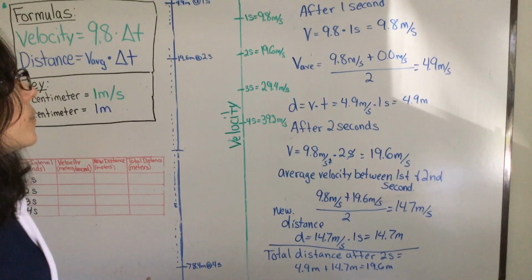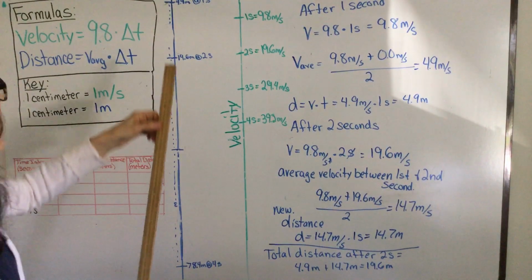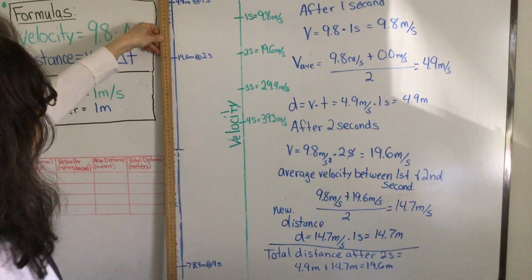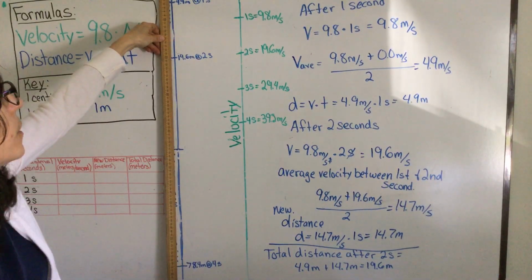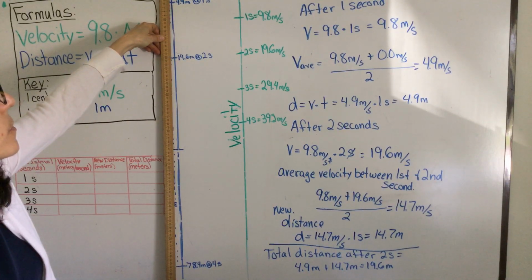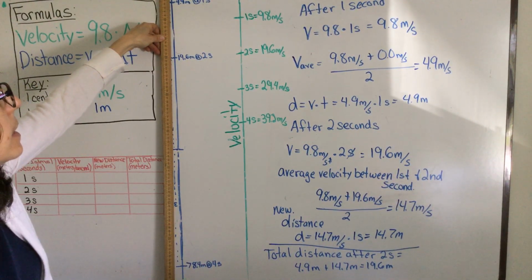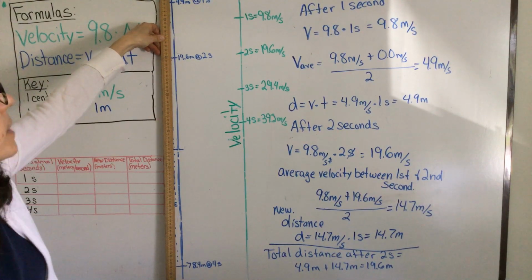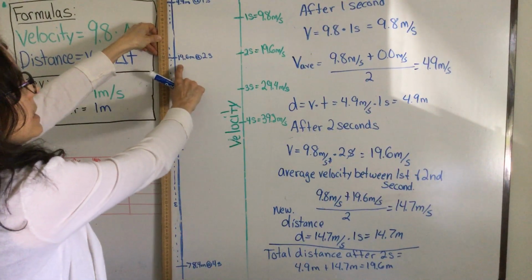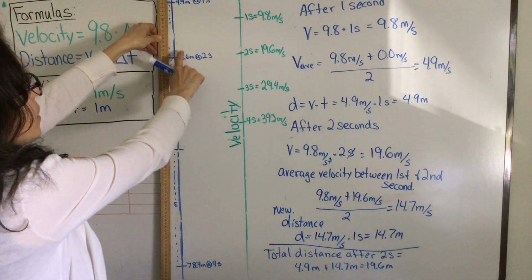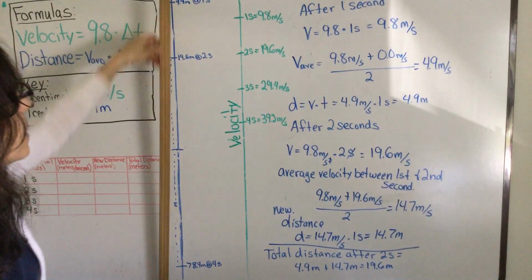All right, so for distance, again, your first line is going to be 4.9 centimeters down to represent 4.9 meters in real life. That's how far it fell in the first second. Now, when you finish that, turn the video back on. It falls a total of 19.6 meters at 2 seconds.